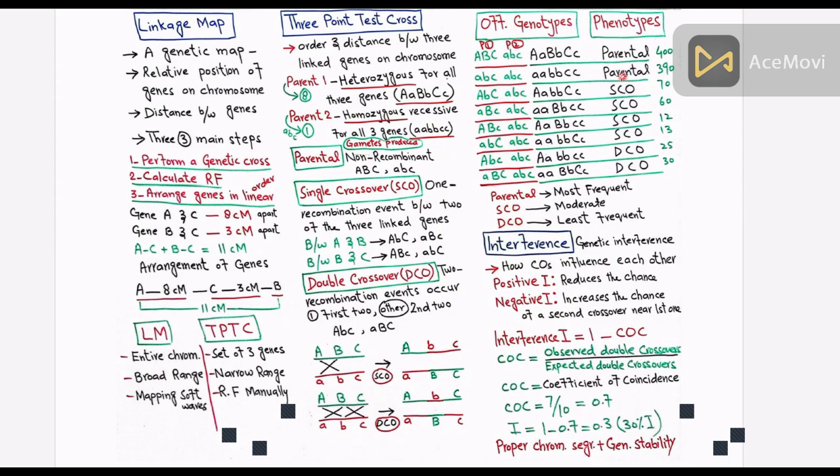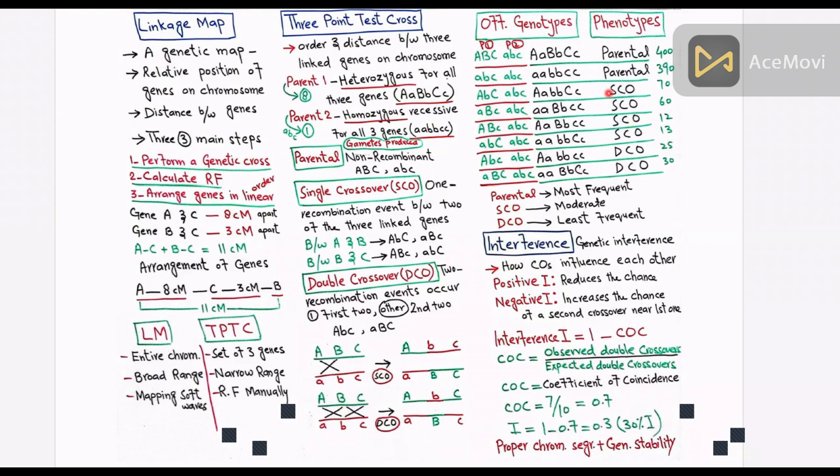The third step is the phenotype ratios. The most frequent offspring are the parental types. Single crossover offspring are moderate, and double crossover offspring are least frequent.